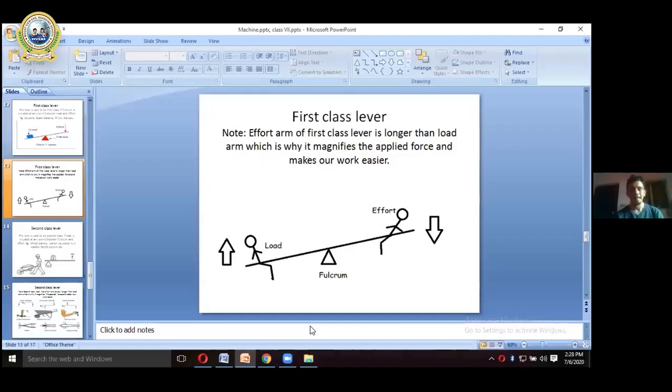Did you get the point? So by applying the least force, you can lift a heavy load, a heavy block or heavy object by using first class levers. This is all about first class lever. I hope you are clear. Let me share the screen once again. You can see the picture there. Now let me go to the next slide.